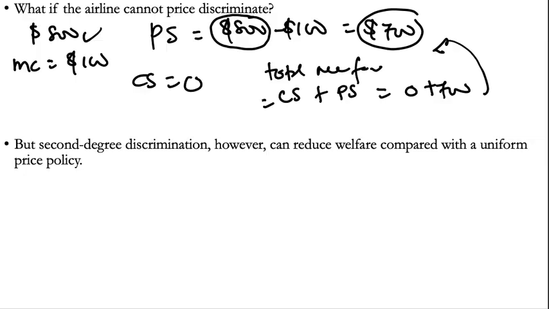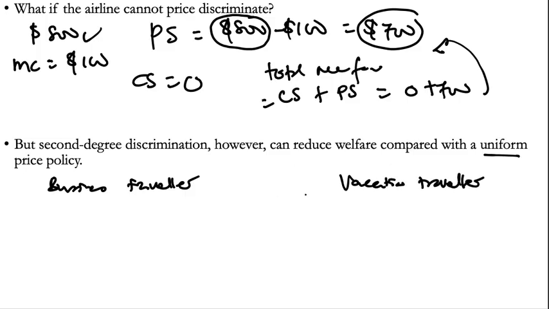However, of course, there are some cases in which second degree price discrimination can reduce welfare compared with a uniform price policy, or compared with a single price policy. So how would this happen? For instance, remember we still have business travelers and vacation travelers, 1% for each of the groups.